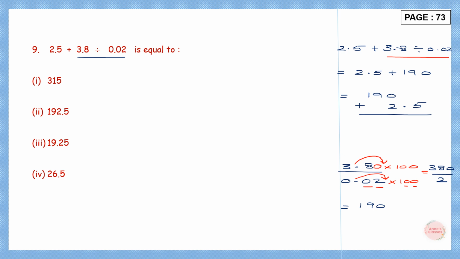Remember to put the point in the correct place, and to put zeros wherever a number is missing. Now add it up. 5. Put the point. 2, 9 and 1. So what is our answer? 192.5. Which option is that? That is option 2. So 192.5. This is our answer.